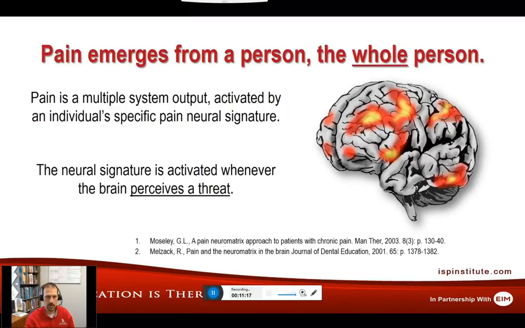So really we try to see pain not as simple math where pain always means tissue injury, but rather pain emerges from a person. And I like to say the whole person. It's not just their brain, it's not just their body, it's not just the environment, it's all of that. It's the person in an environment, both their brain and their body. So pain is really this multiple system output that's activated anytime that individual's pain specific neural signature is activated.